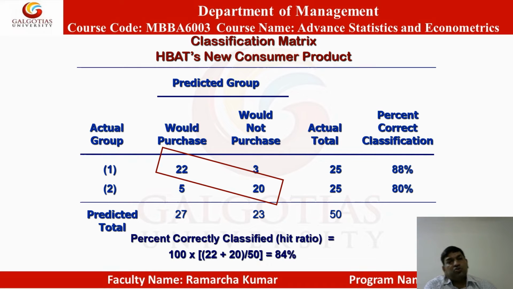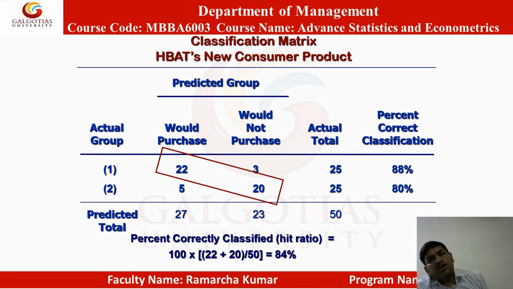Those who are likely to purchase according to the predicted group are 27, but out of those 27 only 22 actually purchase and 7 are misclassified. Similarly, those who are not likely to purchase was 23. Out of those 23, 20 were correctly predicted that they have not purchased and 3 have actually purchased. So the data is showing that out of 50, 42, that is 22 and 20, are correctly classified.